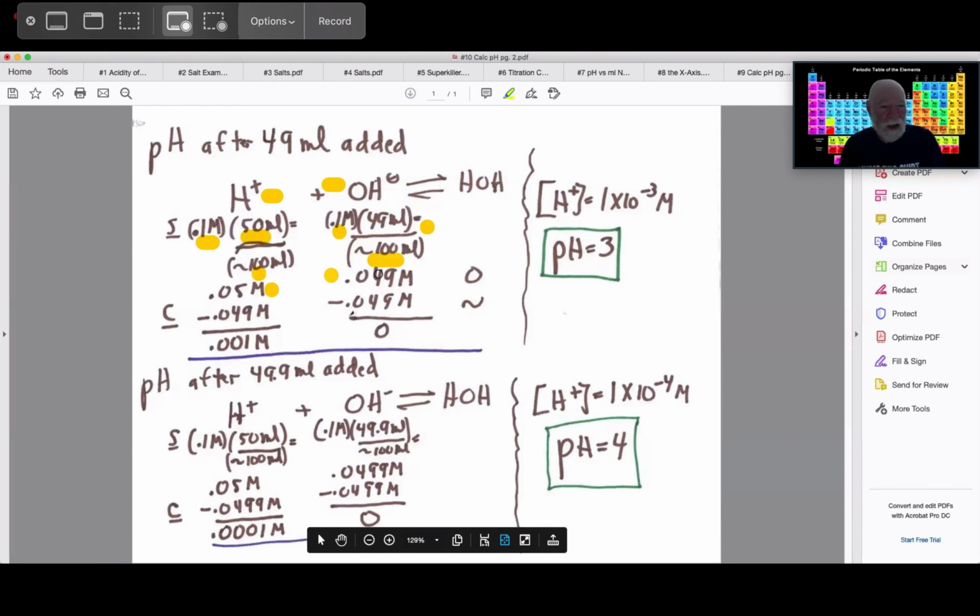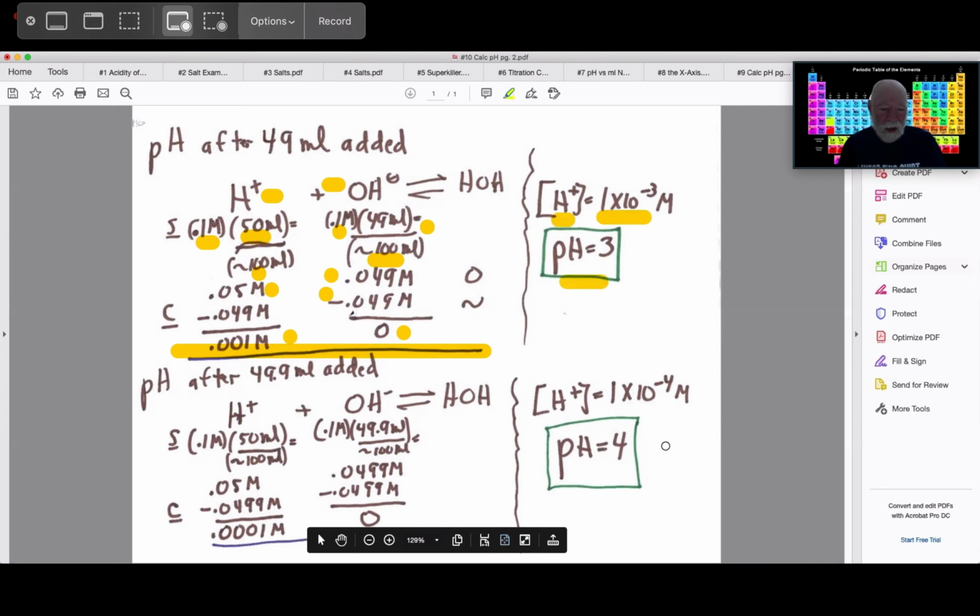Now, the completion step is to the right. Notice the base is the limiting chemical, so all of it gets used up. After the completion step, there's zero of it, but there's a little bit of excess acid. Now you see this blue line? The reason I drew the blue line is that, as I tried to show you last time, we don't need to go further. We can base the pH on the excess acid or base. Look on the right-hand side. The hydrogen concentration is 0.001, which is 10 to the minus 3, and therefore the pH after 49 milliliters is 3.